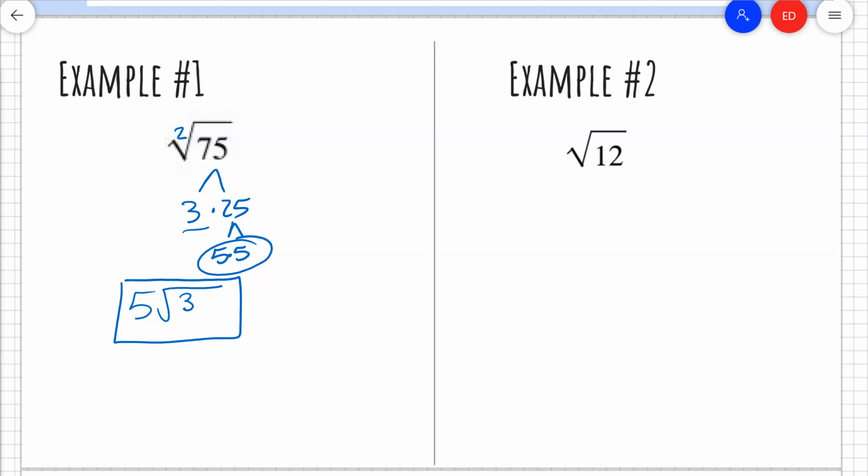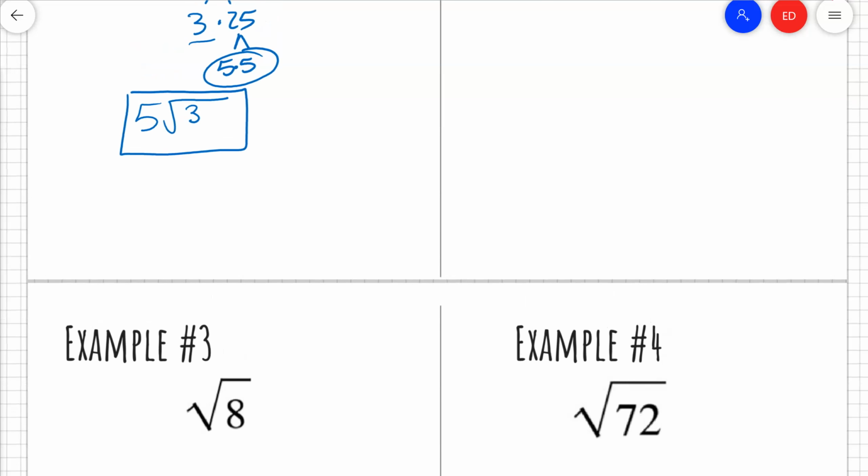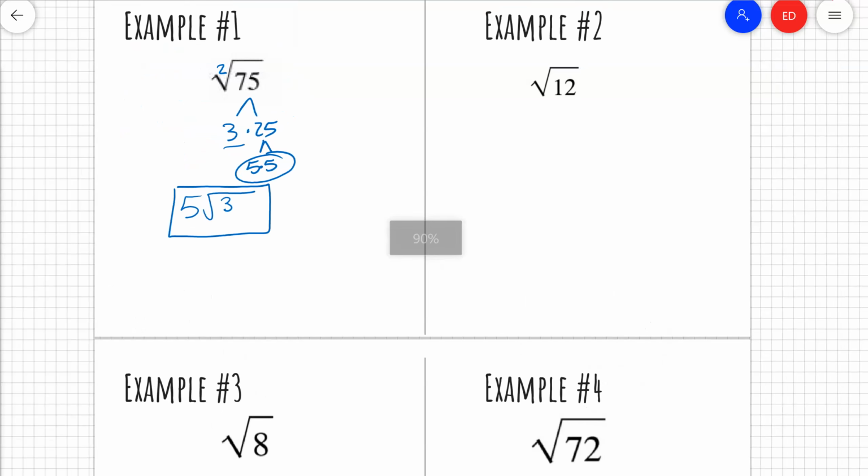So what I'd like you to do now is take a look at examples 2, 3, and 4, and try to do them on your own. I'm going to come back with the answers and explain the steps. So go ahead and pause the video now. All right, coming back, you should have this answered for 2, 3, and 4. You are also going to practice this on Khan Academy.